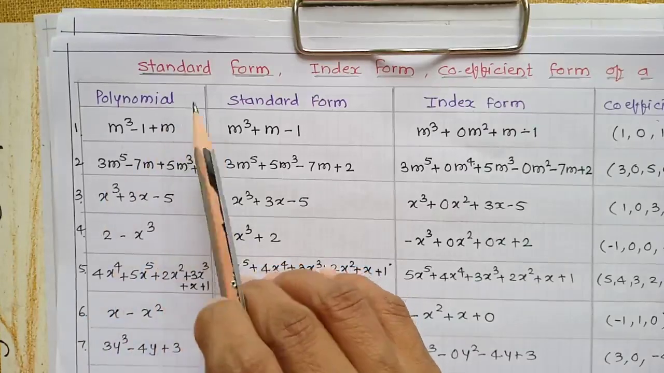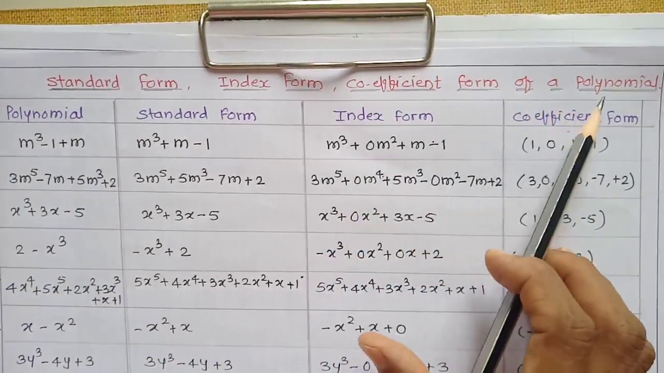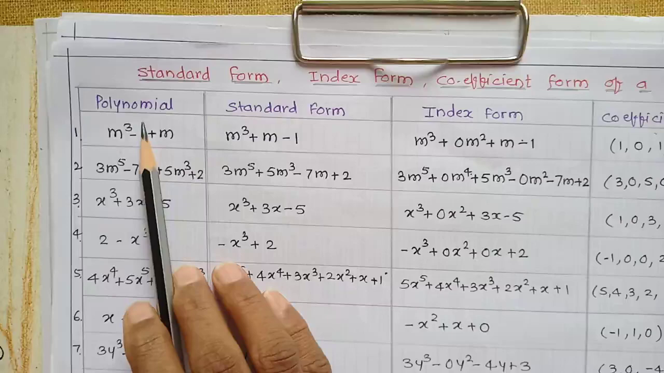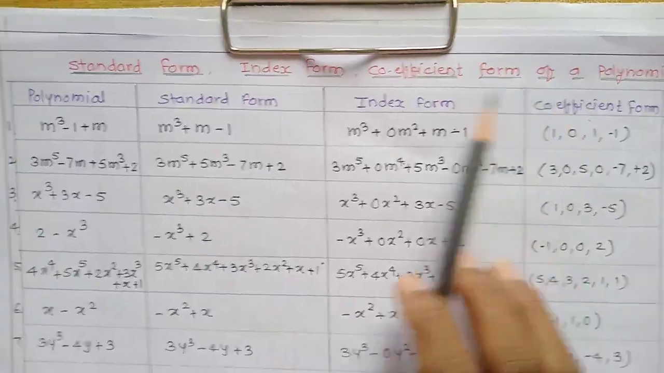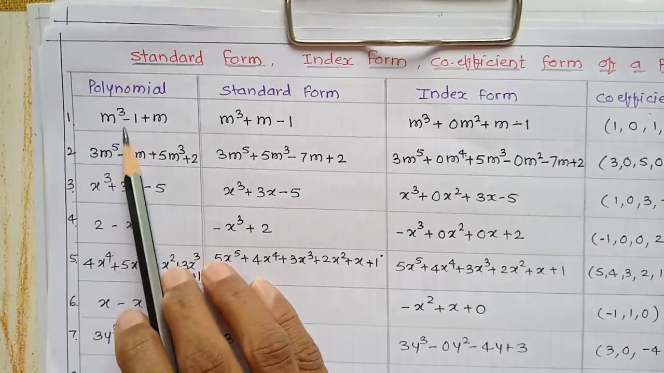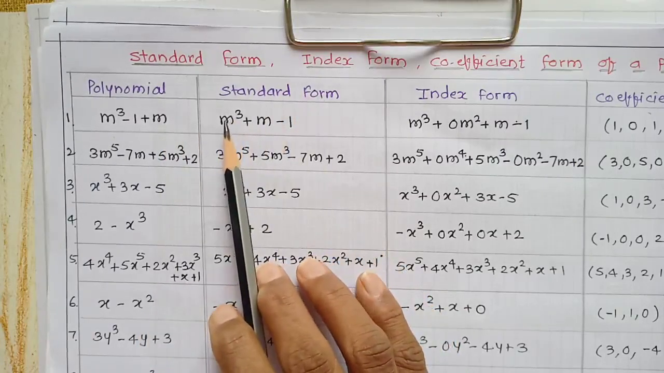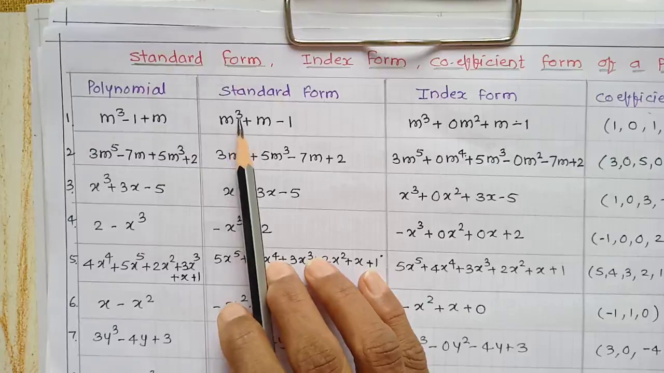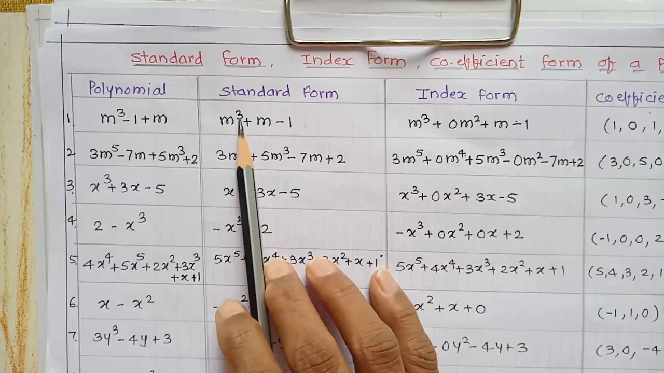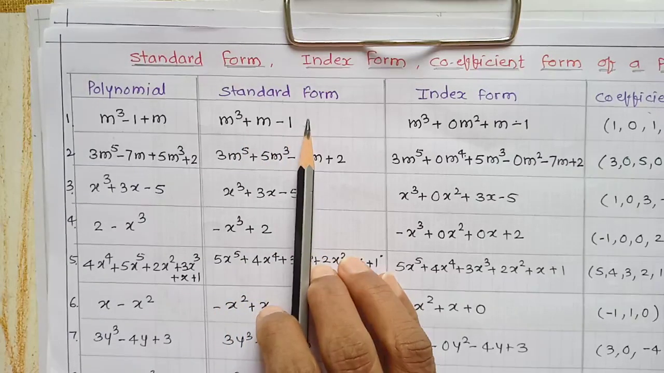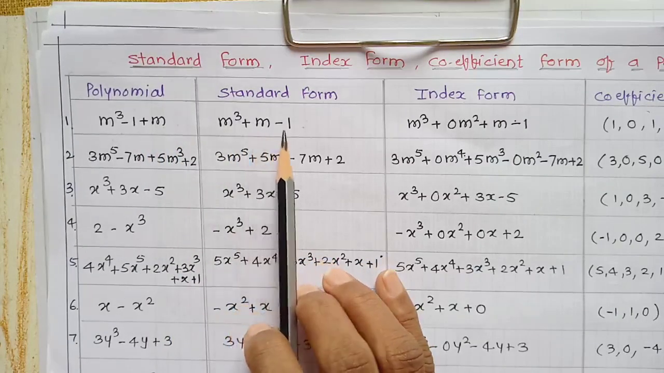Students, today we are going to learn the standard form, index form, and coefficient form of a polynomial. So here I have written polynomials, standard form, index form and coefficient form. The first polynomial is m cube minus 1 plus m. In the standard form we have to arrange the polynomial according to the descending index of the variable. That means the highest index should appear first and the lowest index should appear at the last. So here we have adjusted it as m cube plus m minus 1.